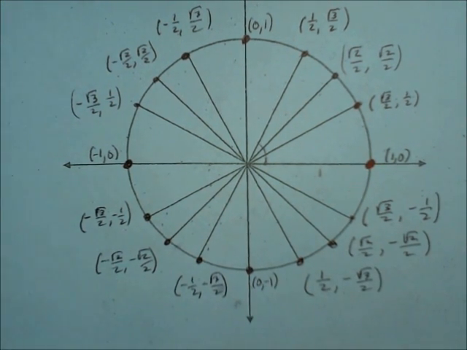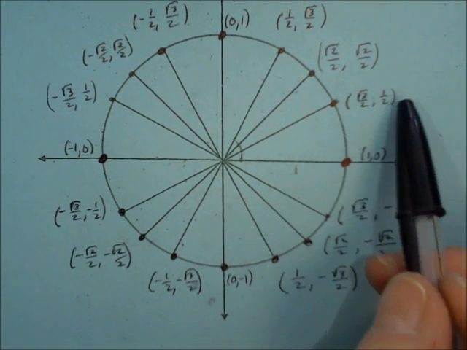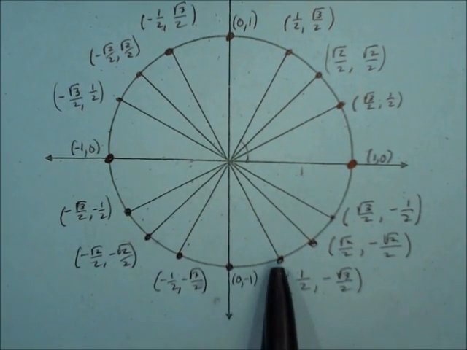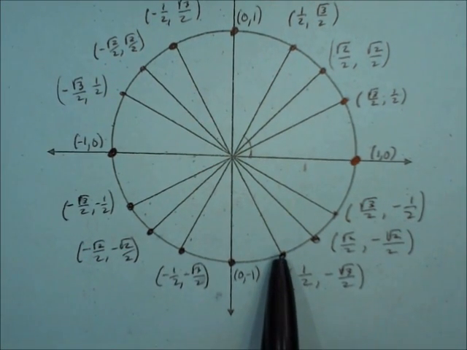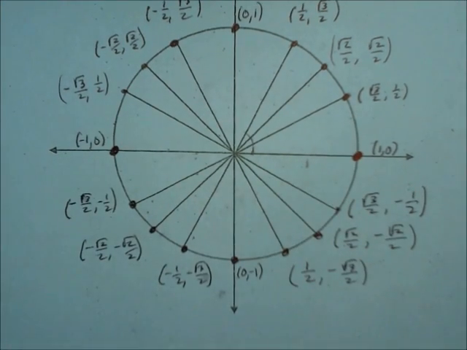So what this is going to lead up to is we're going to be able to figure out the cosine and the sine of any multiple of 45 degrees or 30 degrees all around the unit circle. So that's going to be coming up real soon.